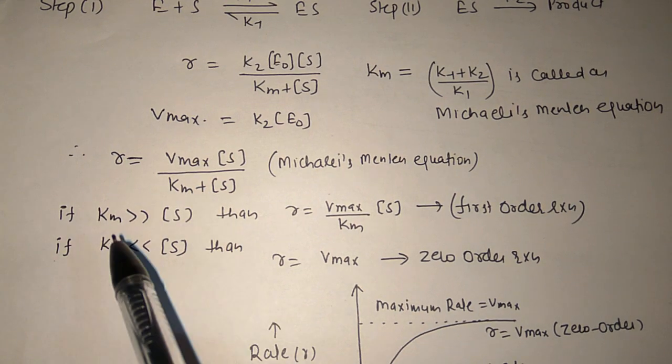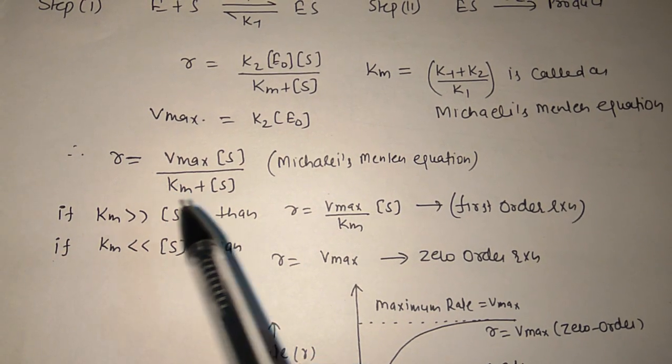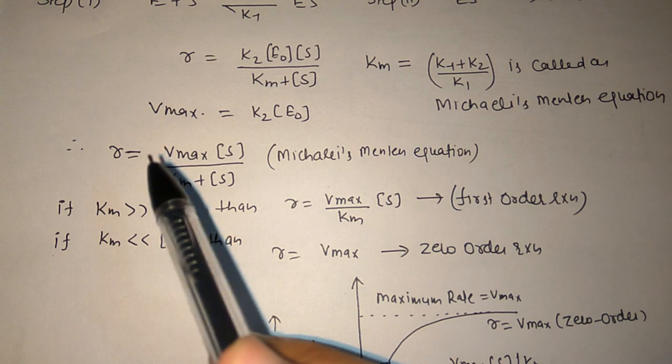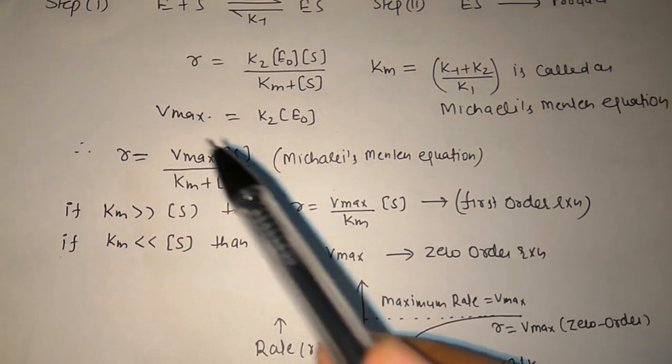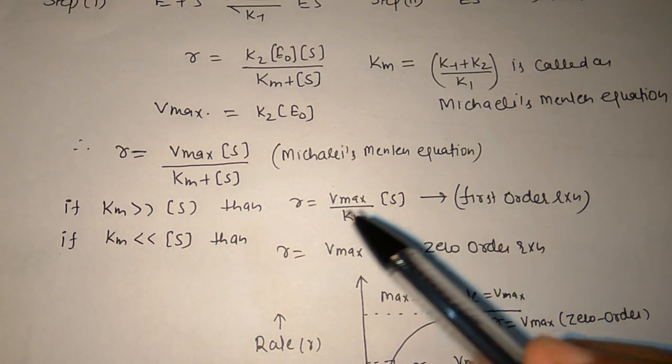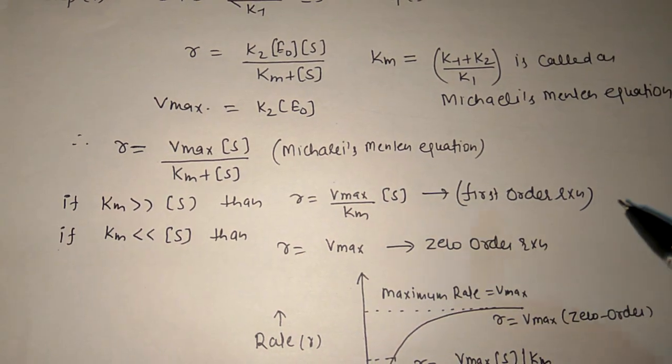Now there are two cases. If the Michaelis-Menten constant Km is greater than the substrate concentration, then from this equation the rate equals Vmax over Km times the substrate concentration S. So here we can see that it is following a first order reaction.